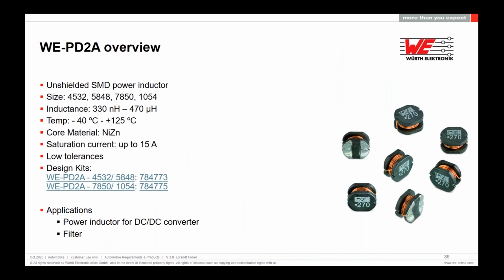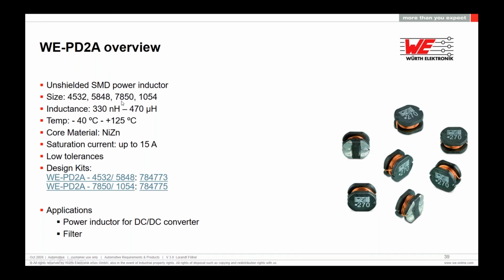The unshielded version is the PD2A, which is just a drum core with wire and no plastic or metal base. It is directly metallized, with an electrode here with the wire, with the tin. And this is very simple.